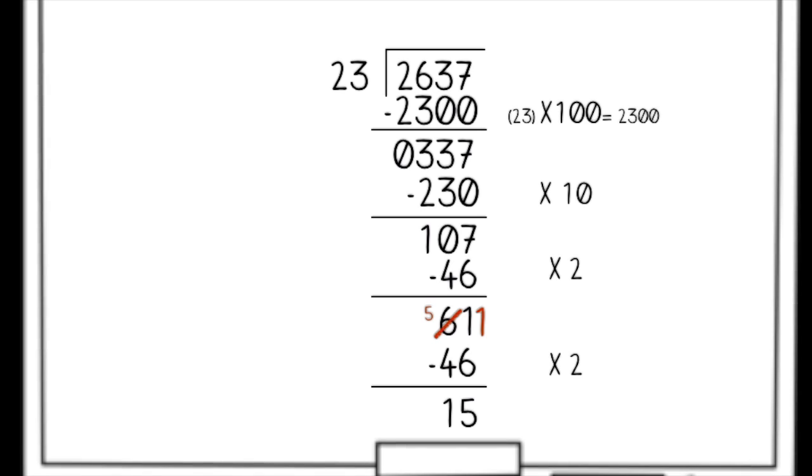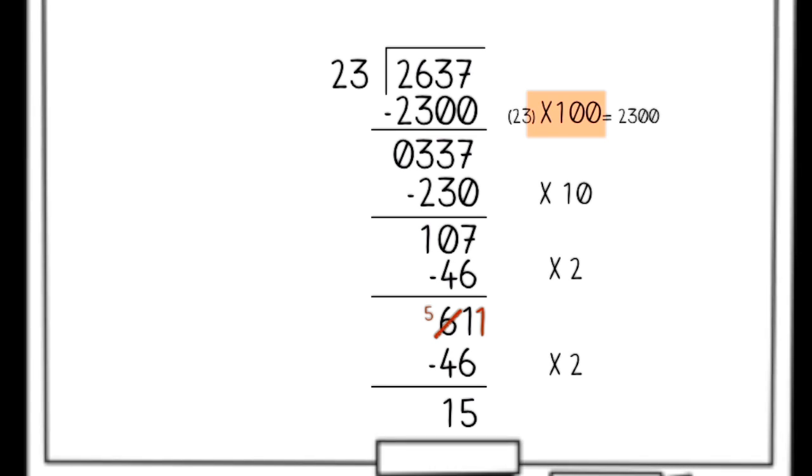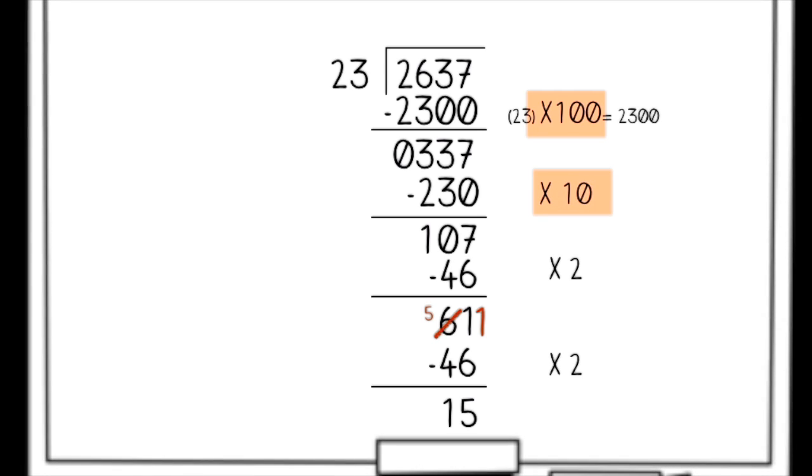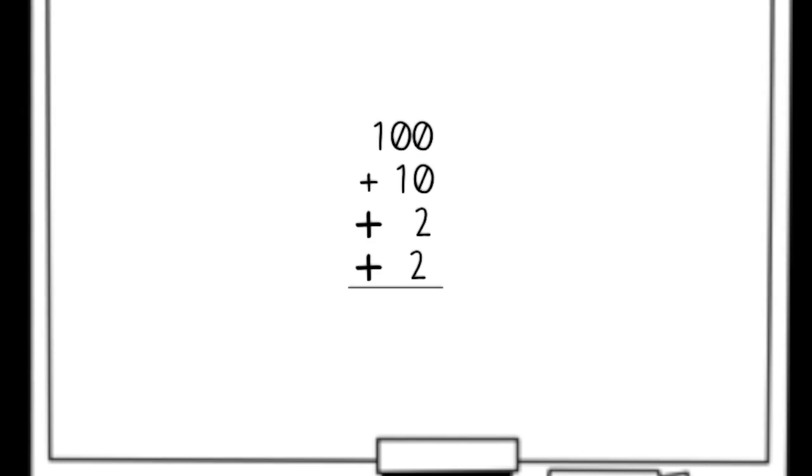To find out, we need to take all of the groups that we made and add them together. So we started off with 100 groups of 23 to fit into 2,637. We need to add the next set of groups that we made, so we made 10 groups of 23 to fit into 337. Then we made 2 groups of 23, and we made 2 groups of 23 again. When we add all of these groups together, we get 114 groups of 23.